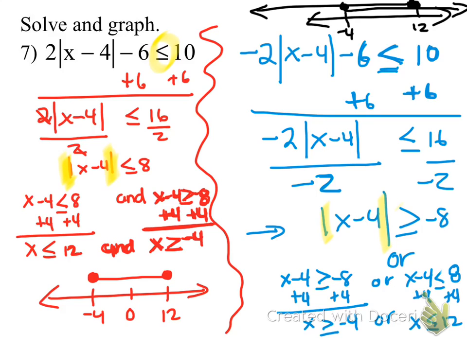How come it's only negative 4 to 12 on this problem, and on this blue problem it's all real numbers, but it's the same? Because this is an and, it's an intersection. It's only the numbers they have in common here. And this right here is an or statement. It's all real numbers, all these numbers and all these numbers forever and ever in those directions. Okay, that is the end of the lesson.